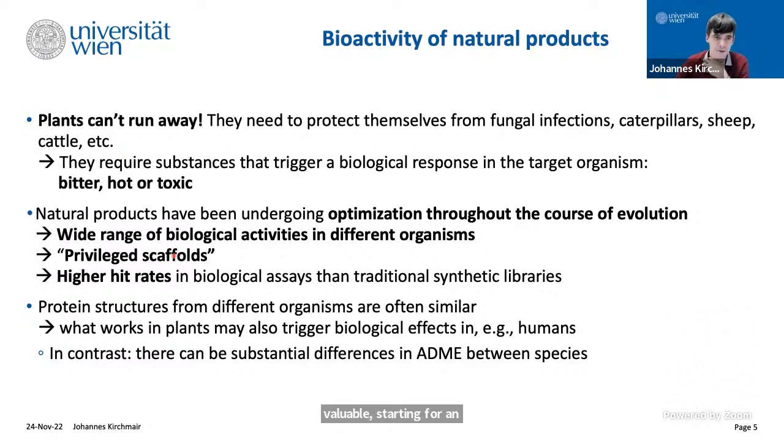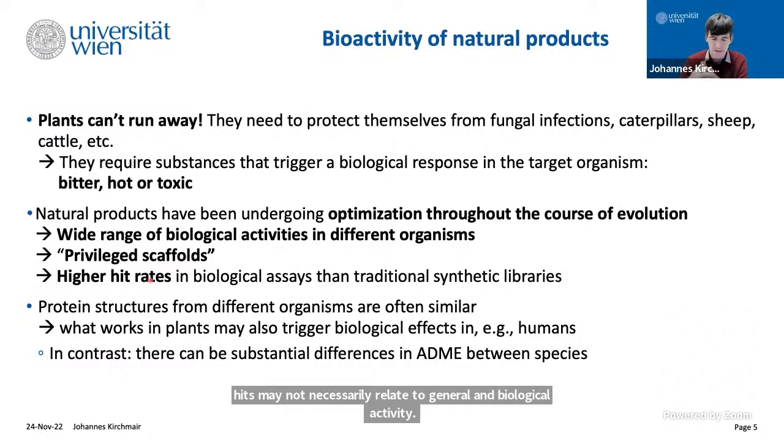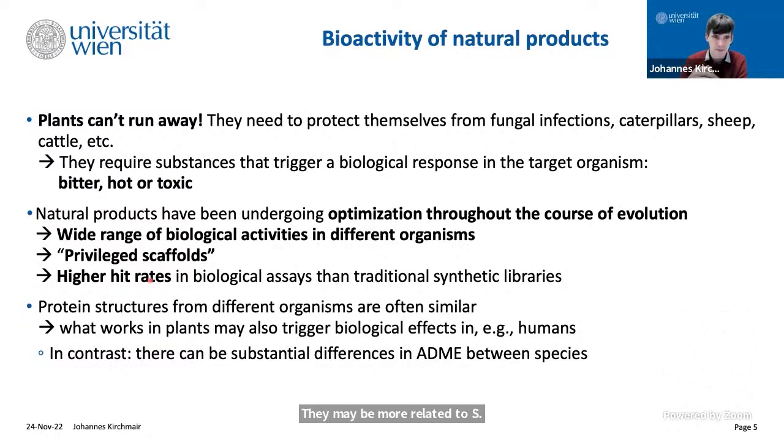Then this optimization, of course, needs to also involve the optimization of selectivity towards the intended targets. So a big challenge in natural products is actually that they have higher hit rates in biological assays than traditional synthetic libraries. So this is good on one hand, because you actually are more likely to find something, but it's also a big challenge because some of these hits may not necessarily relate to genuine biological activity. They may be more related to assay interference, and the underlying mechanisms can be very diverse.